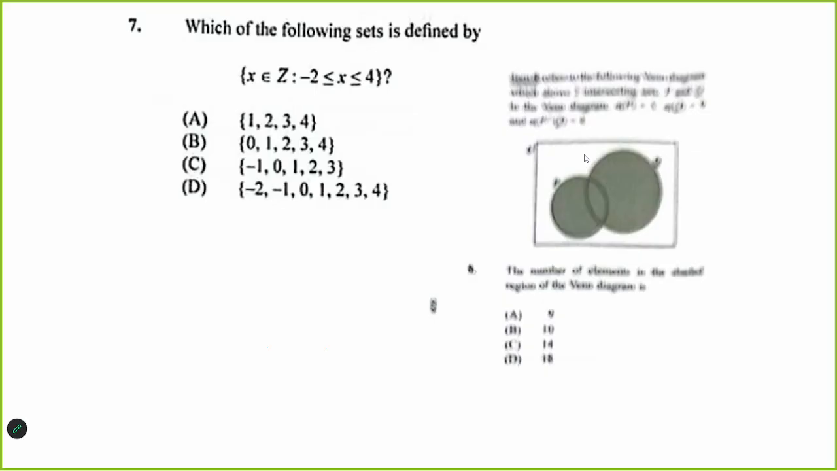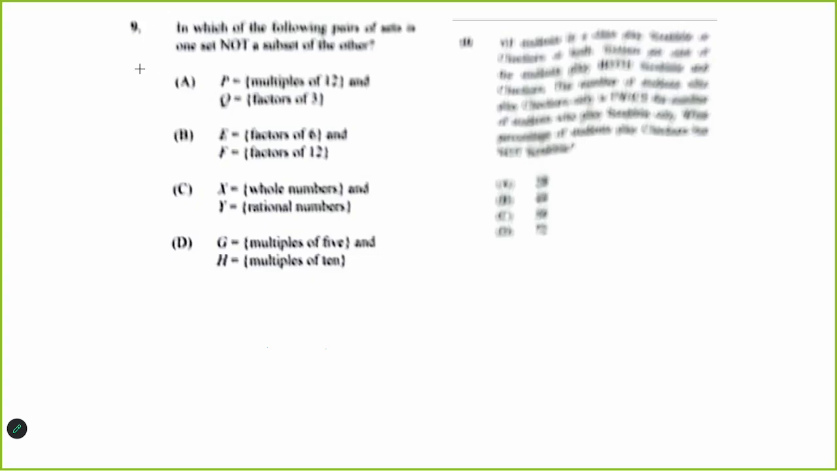7, which of the following sets is defined? This is a repeated question. It's negative 2 to negative 2 to 4. Right, so it's D. This one is too blurry, so I'm not going to try to read. Let's read in number 9 now.